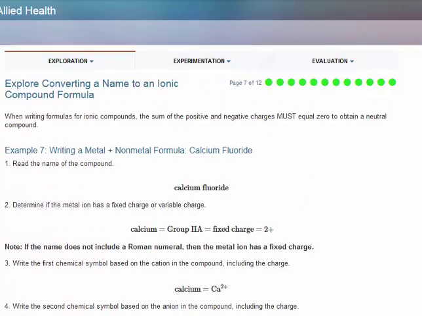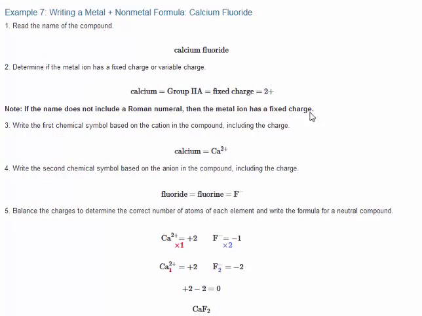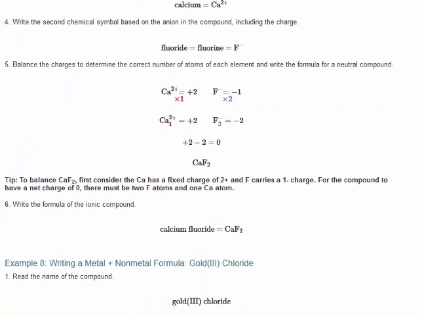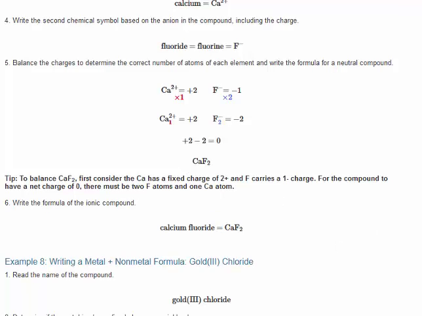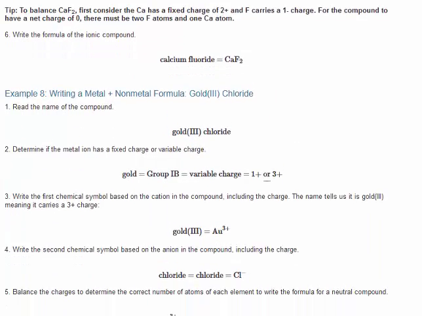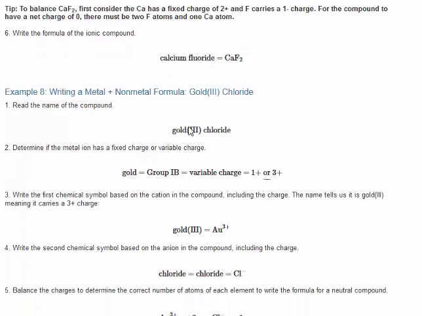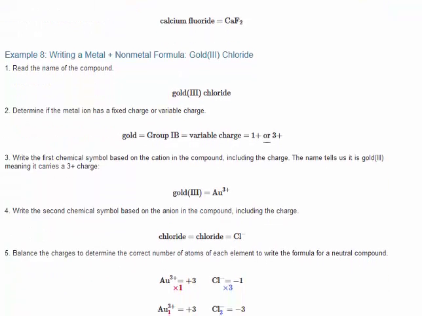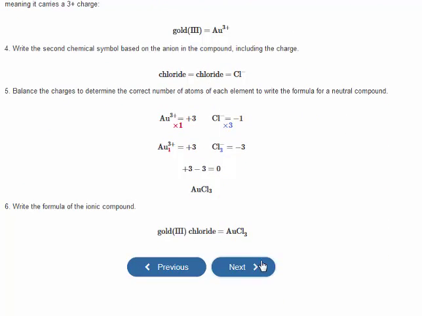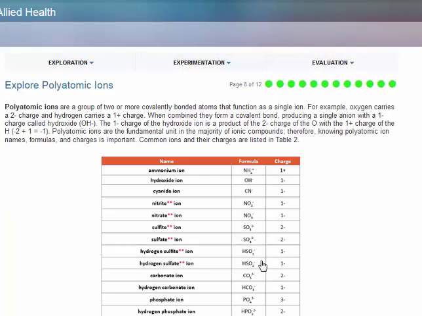Okay, then it goes on how we write formulas for ionic compounds, and the whole idea is that we need to cancel out the charges. So when we look at an ionic compound, the formula is based on the charges and what ratio of cation to anion we need to get those charges to cancel out. Now, if a metal has a variable charge, then the charge is expressed as a Roman numeral. So gold(III) has a +3 charge. Gold is variable, and so its charge has to be expressed as a Roman numeral.